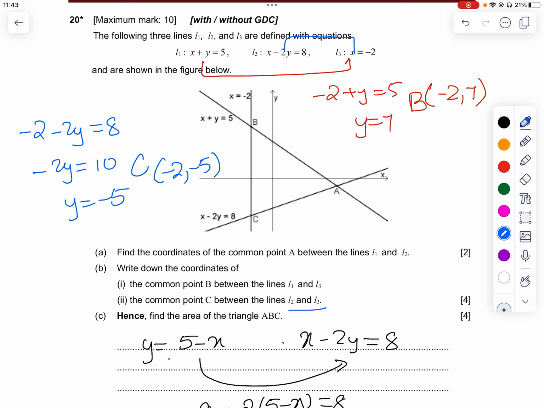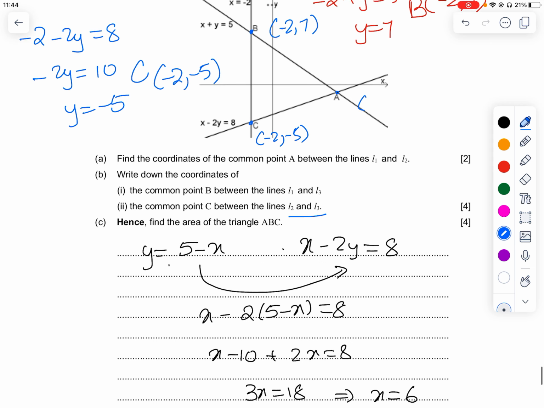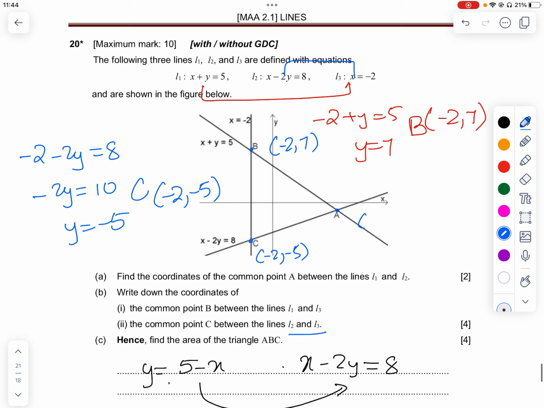Find the area of the triangle ABC. So the area of the triangle ABC. This point is (negative 2, 7), and this point is (negative 2, negative 5), and this point is point A. As it's not been given, find the coordinates of the point A. So we have already found it out: (6, negative 1) is point A.